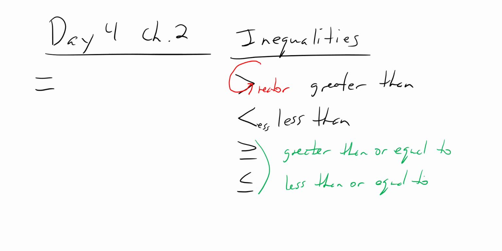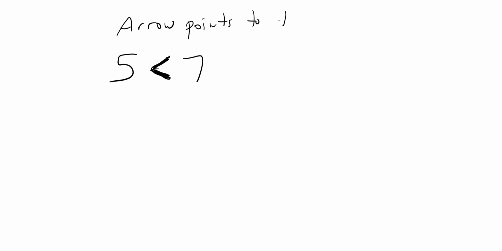So let's talk a little bit about these symbols. Let's put a number here. So we have 5, we have 7. Well, I learned as a kid that the arrow always points to the smaller number. I kind of like that. The less than sign is kind of like an arrow. The arrow points to the smaller number.